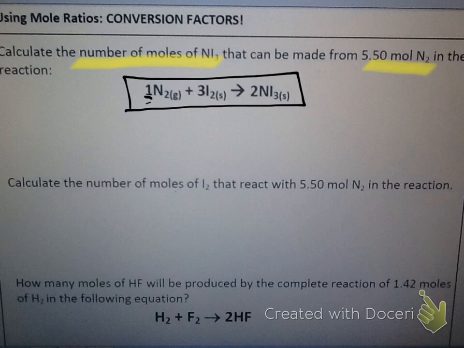Now, do we usually write 1 in the balanced chemical equation? No. Usually you don't write 1, it's understood. But for this problem, since we're just starting, I'm going to write it there as a reminder. But I'm going to drop it off as we go. So you won't see the 1 there anymore. Okay, let's read the problem again. It says calculate the number of moles of nitrogen triiodide. So that's our unknown. We want to calculate that. How many of that can be made from 5.5? Oh, there's a number. That's our given quantity. Moles of nitrogen in the reaction given.